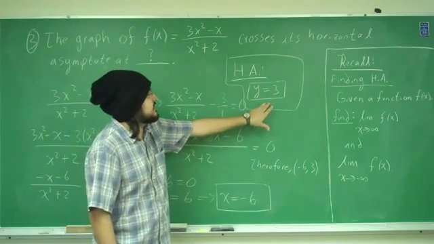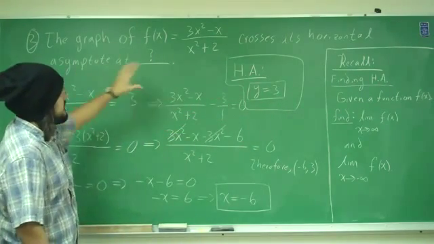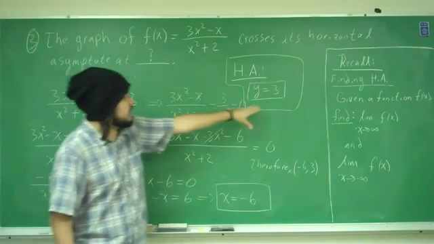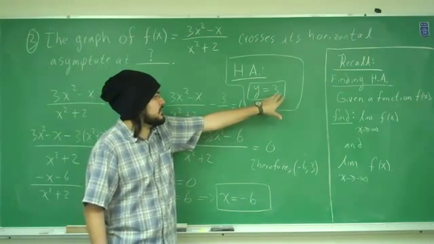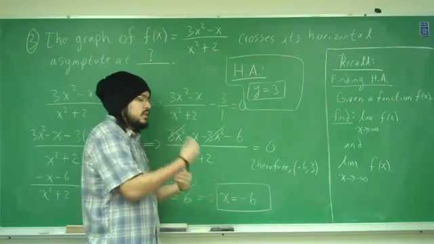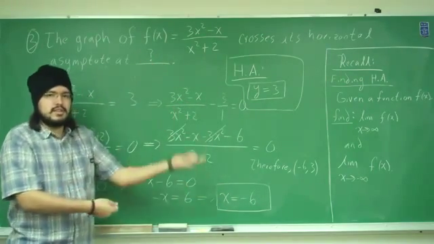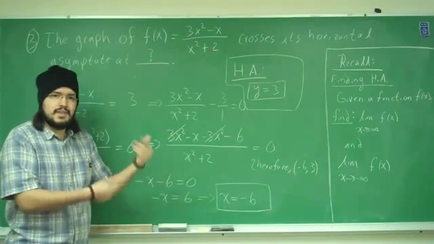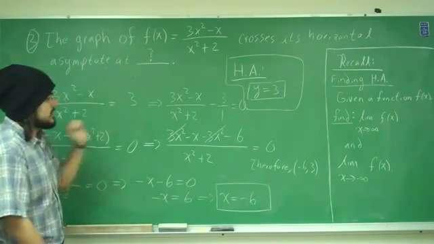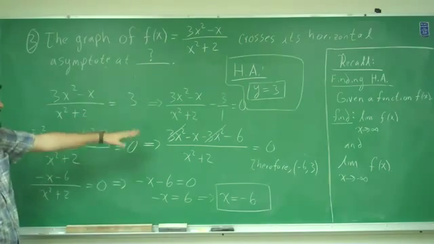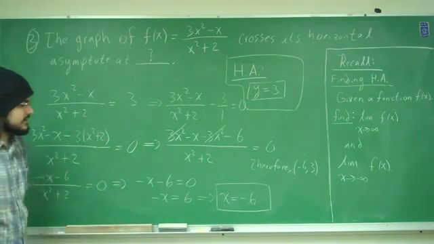Once we have that fact, we want to find that x value that crosses at y equals 3. So we want to equate the function to 3 to find out what x value produces a y value of 3, and that means it will cross. So we did that, equated it to 3, solved this, and we got x equals negative 6.